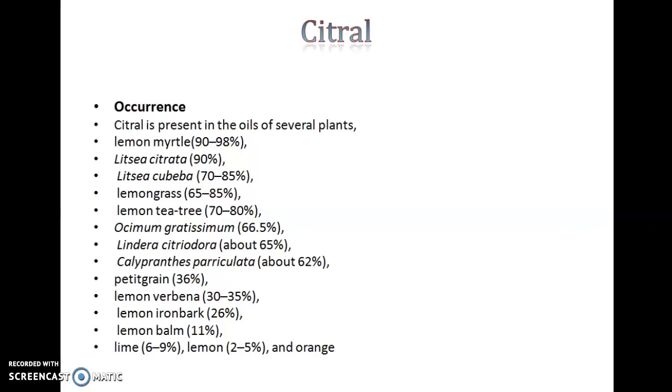Dear students, in this session, let us discuss citral. Its occurrence: citral is present in the oils of several plants, for example, lemon myrtle 90 to 98%, Litsea citrata 90%, Litsea cubeba 70 to 85%, lemongrass 65 to 85%. So these are some of the examples where we can find citral in the oils of these plants.